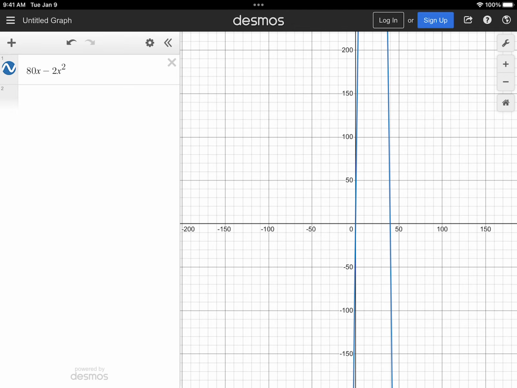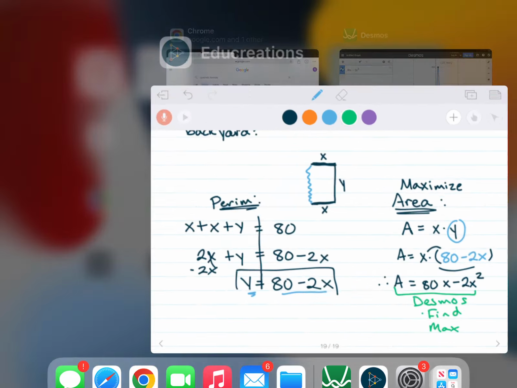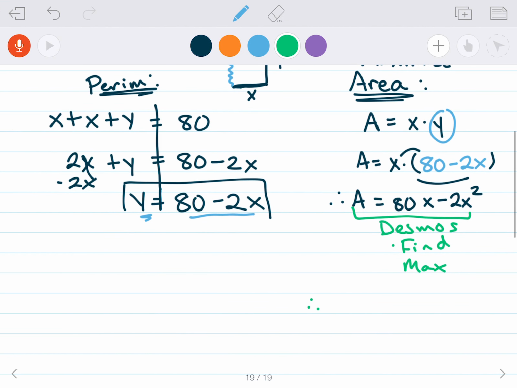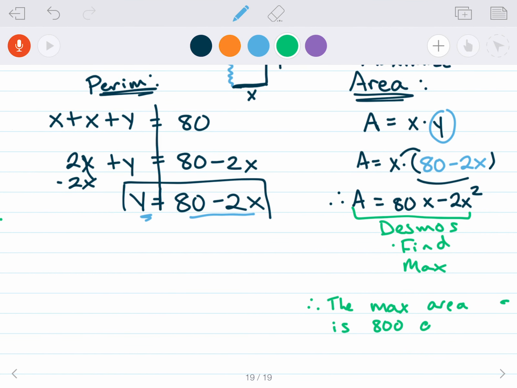All right, so let's zoom out a little bit. So here's my area function. It's a parabola, and the maximum area occurs... So the area is the output. So the maximum area is 800. And that occurs when x is equal to 20. Let's write that down. The maximum area is 800, right? It was 800. And it occurs at x equals 20.